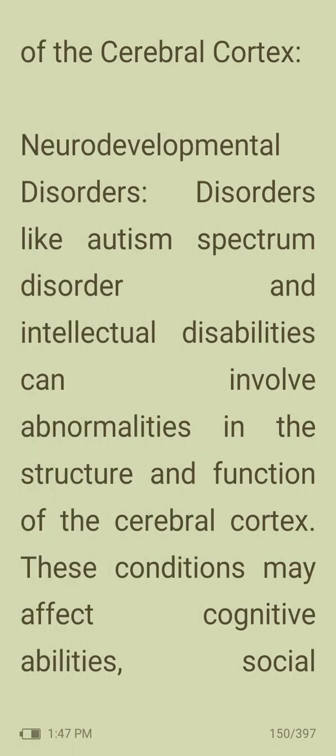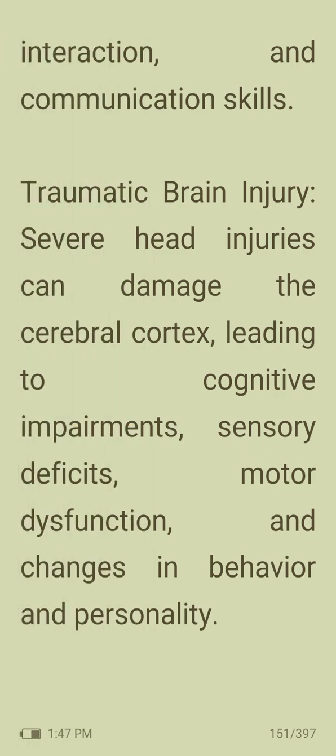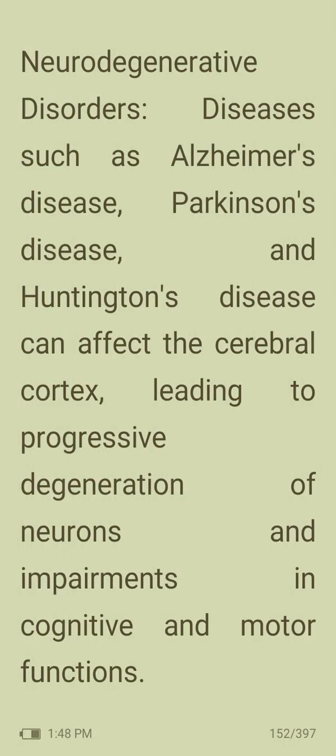Then, defects and disorders of the cerebral cortex. Neurodevelopmental disorders. Disorders like autism spectrum disorder and intellectual disabilities can involve abnormalities in the structure and function of the cerebral cortex. These conditions may affect cognitive abilities, social interaction, and communication skills. Then, traumatic brain injury. Severe head injuries can damage the cerebral cortex, leading to cognitive impairments, sensory deficits, motor dysfunction, and changes in behavior and personality.